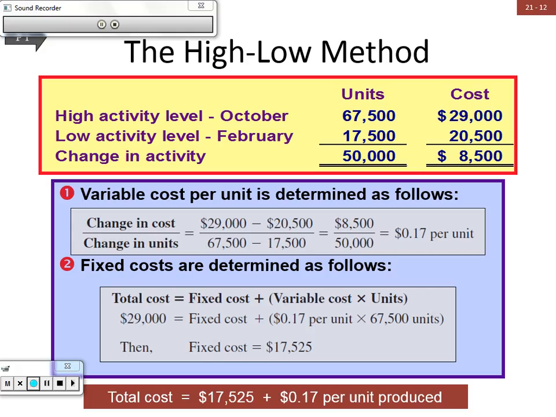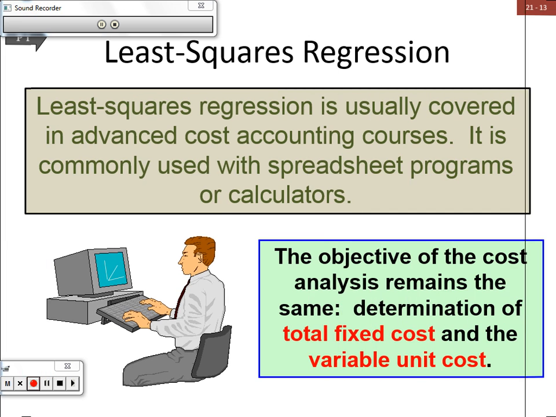Remember how fixed costs, total costs do not change, right? Total costs were 29,000. And then fixed cost per unit, 17 cents times that high activity level of 67,500. And so total fixed cost, 17,525 units. Least squares.